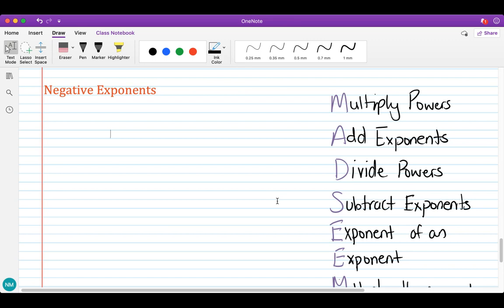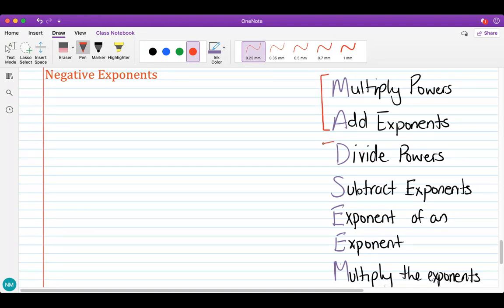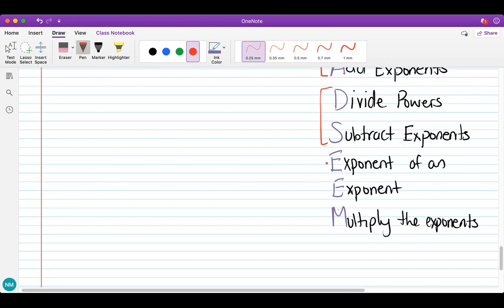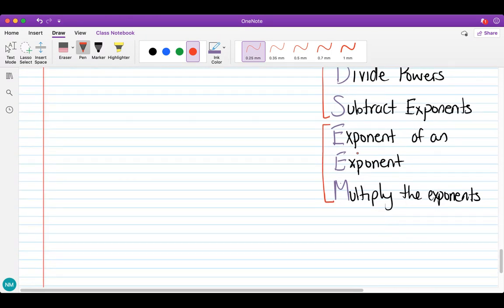Okay, so at this point, we've learned a bunch of properties of exponents. The first few that we learned were when you multiply powers, you add the exponents. When you divide powers, you subtract the exponents. And when you take the exponent of an exponent, you multiply the powers. We also learned about parentheses. So if we have something like (2x) cubed, this distributes to 2 cubed and x cubed.